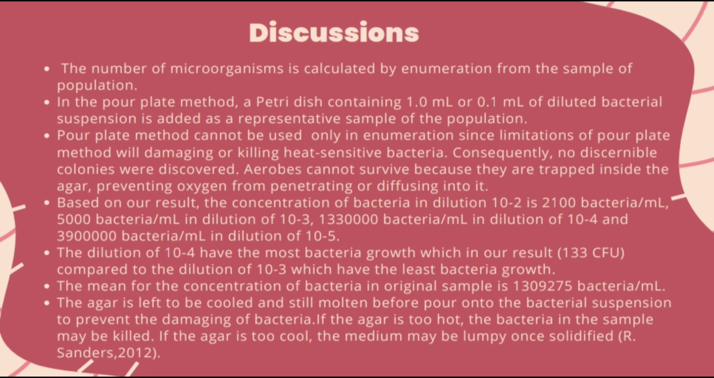Thus, we can conclude that the dilution of 10 to the power of negative 4 has the most bacteria growth, which in our result is 133 CFU, compared to the dilution of 10 to the power of negative 3, which has the least bacteria growth. The bacteria in the dilution of 10 to the power of negative 4 also seem more crowded than the other dilutions, which are 10 to the power of negative 2, 10 to the power of negative 3, and 10 to the power of negative 5, which have less crowded bacteria.